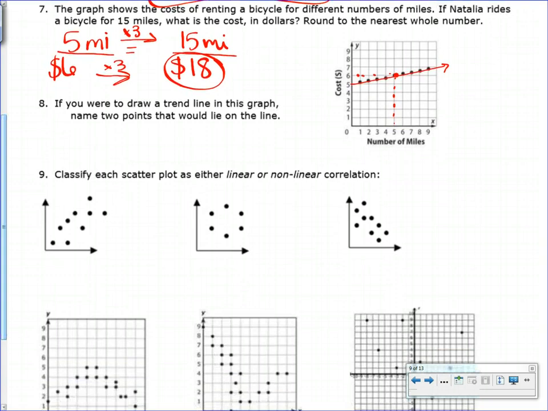Number 8, if you were to draw a trend line in this graph, name 2 points. All you need to do is list 2 points on your graph. I've got 5, 6 on my trend line, and then 3 and 5.5.